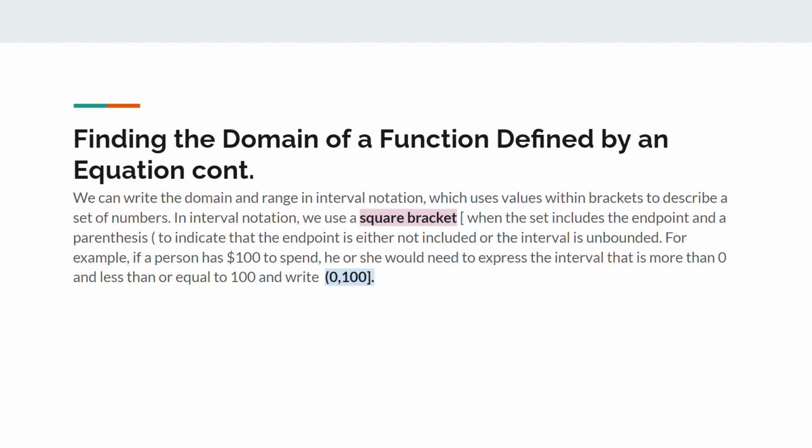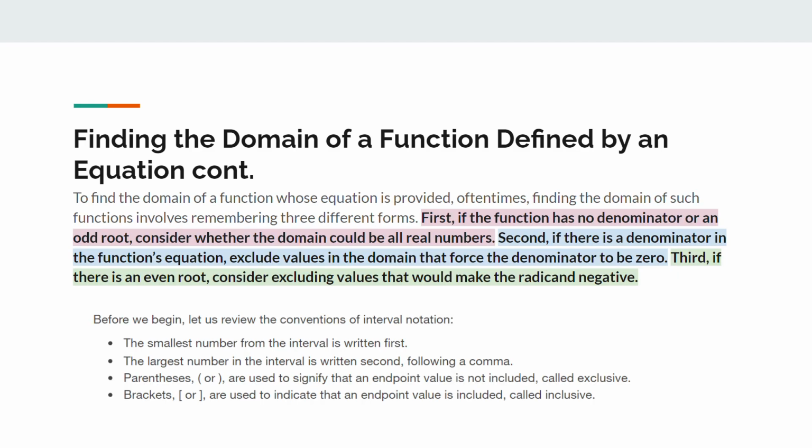We can write the domain and range in interval notation, which uses values within brackets to describe a set of numbers. In interval notation, we use a square bracket when the set includes the endpoint and parentheses to indicate that the endpoint is either not included or the interval is unbounded. For example, if a person has $100 to spend, he or she would need to express the interval that is more than 0 and less than or equal to 100, and write (0, 100].